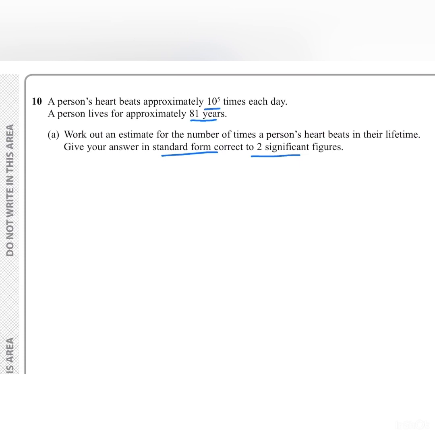Okay, we can estimate this. There are 365 days in a year, so we can do 10 to the power of 5, that's per day, and times by 365 days in a year, and a human being approximately lives for 81 years. And if you multiply this out, we get something like 2.9565 times by 10 to the power of 9.